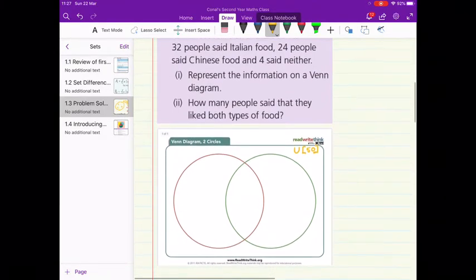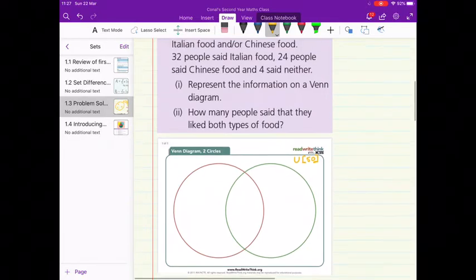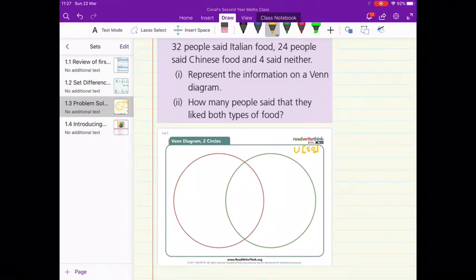32 people said Italian food, 24 people said Chinese food, and 4 people said neither. So I'm going to say this can be set I, and this can be set C. How many people said Italian altogether? Well, 32 said Italian altogether. And how many people said Chinese? Well, 24 people said Chinese. And then 4 people said neither. So that means there's going to be 4 in the outside region here.